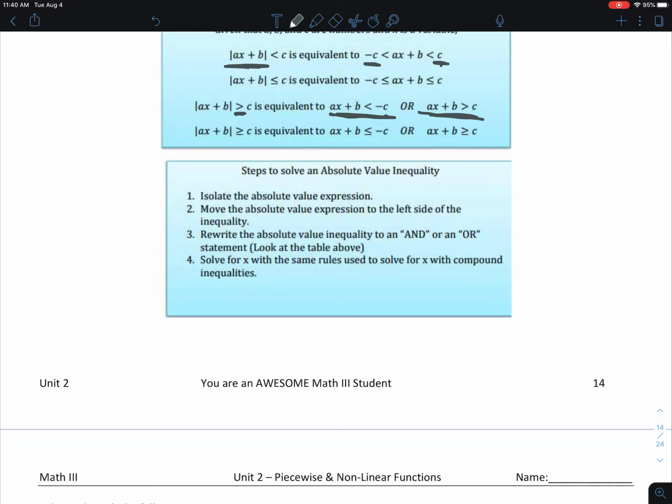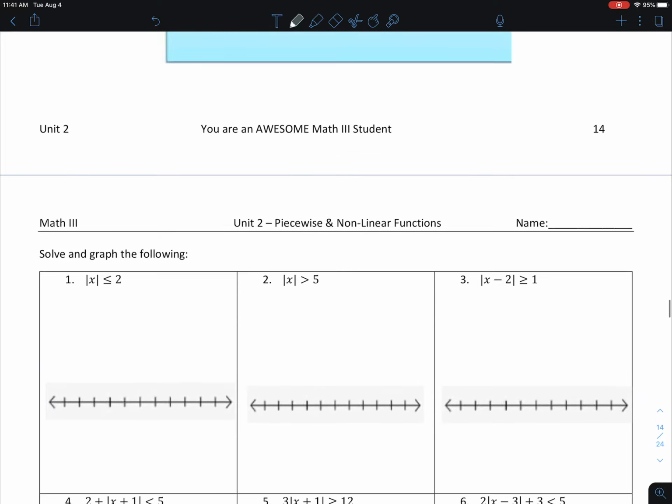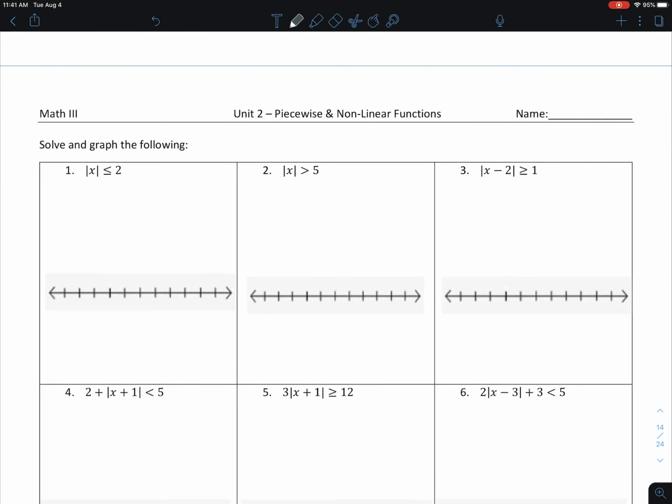So here are the steps. We're going to isolate the absolute value expression just like we did in the previous video. Move the absolute value expression to the left side of the inequality. Then we're going to rewrite the inequality as an "and" or an "or" statement. We do "and" if it's less than or equal to, and we do "or" if it's greater than or equal to. And then we're going to solve for x. Alrighty? So let's do a couple of examples.